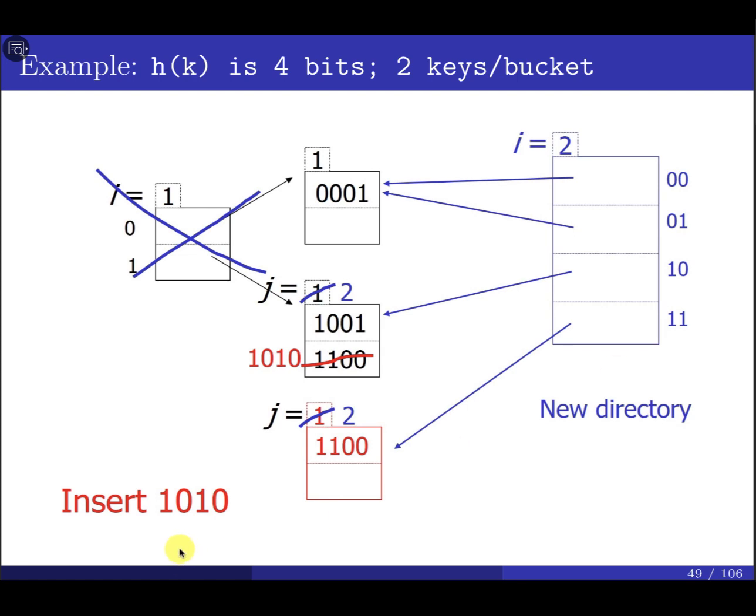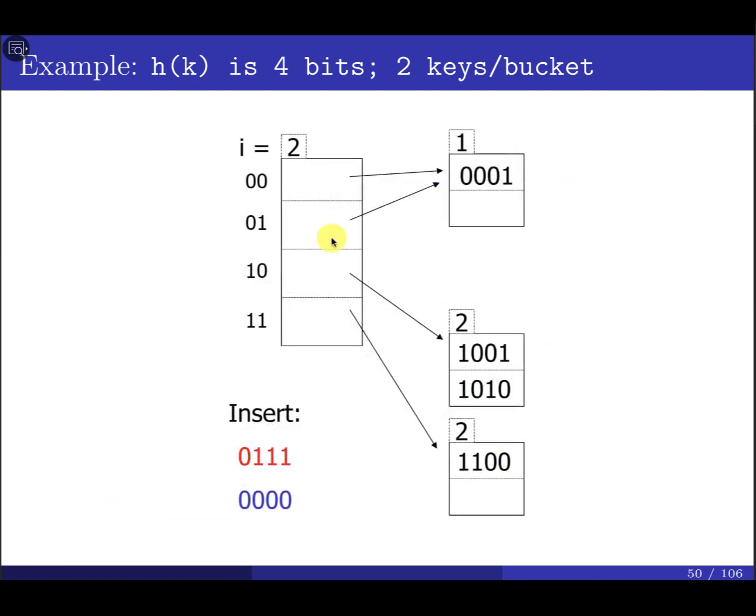Okay? That's how you insert 1 0 1 0. So assume that we have this. And that's what we have right now. So insert this and this. I give you 2 keys of the hash value. I will give you the hash value directly for simplicity. So 0 1 1 0.